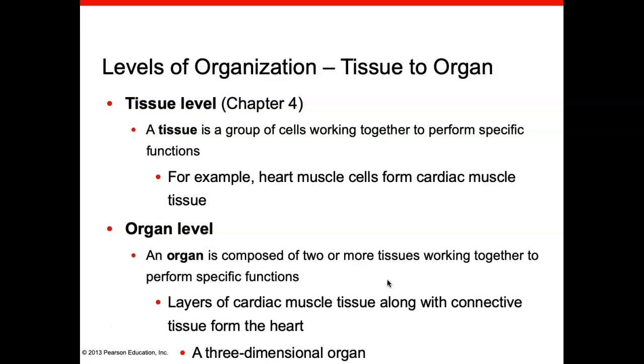So the cardiac muscle tissue is not the only type of tissue in the heart. It combines with a variety of different connective tissues to form the heart. So the heart is made of connective tissue and cardiac muscle tissue, two kinds of tissue. So it is at the organ level.